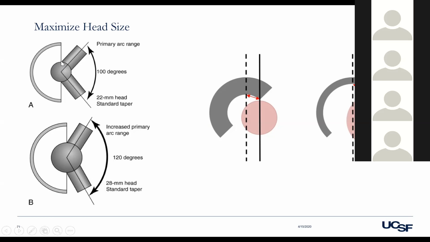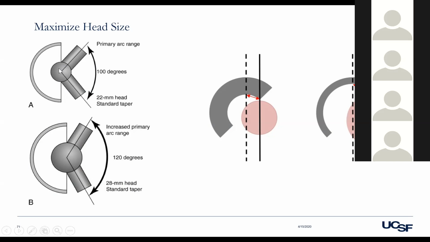Imagine this head in A with a thicker neck. In the extreme, if the head's the same size as the neck, it's going to impinge on that poly even earlier. So you want a thin neck and a big head. Those are the best that you're going to get, the closest to 180-degree range of motion.